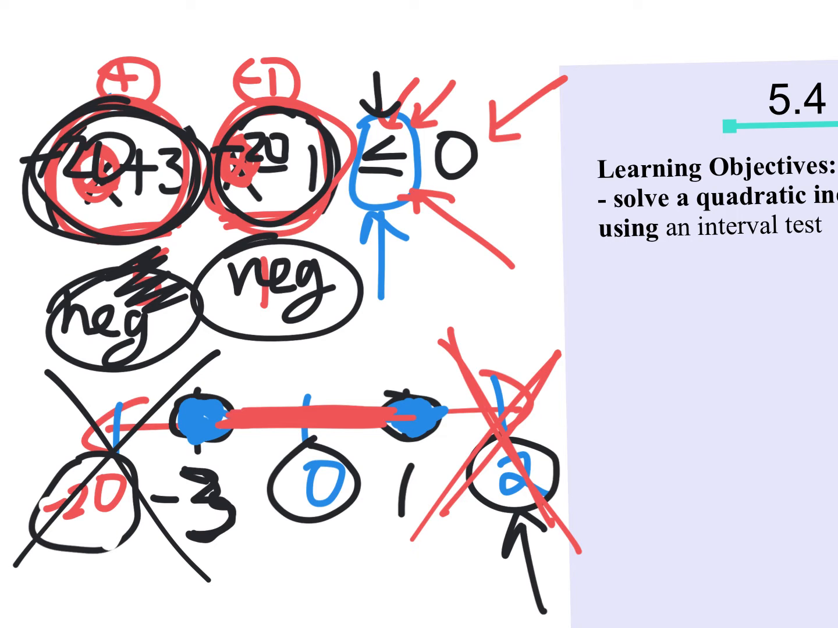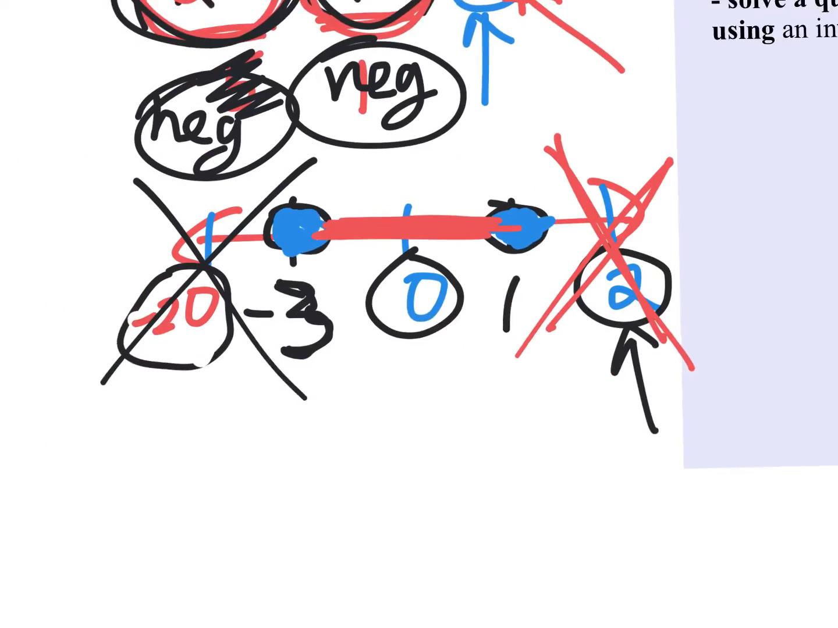Okay? Let's do that one more time. x plus 4, x minus 2. And my question is, use sign testing to see when this is greater than or equal to 0.